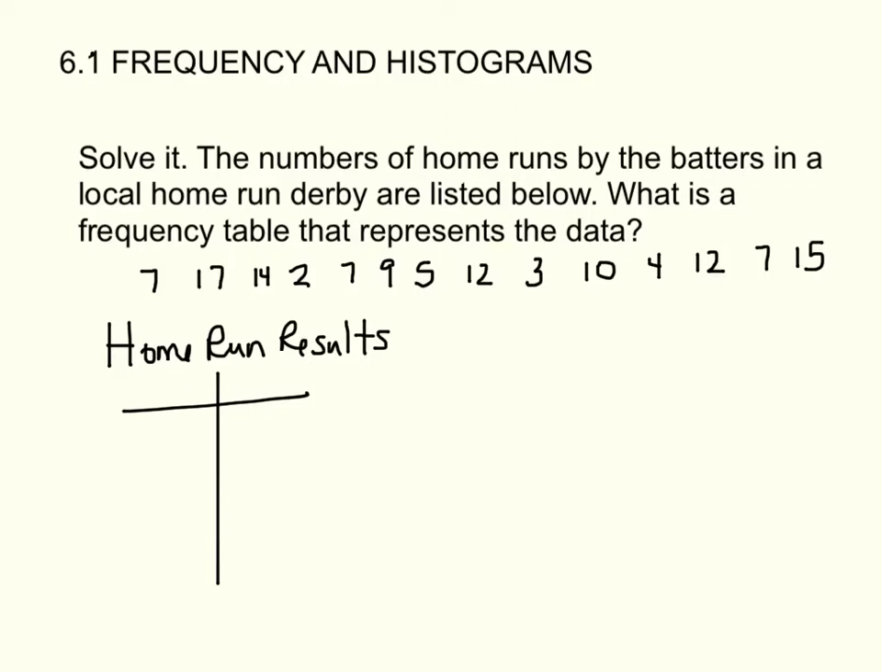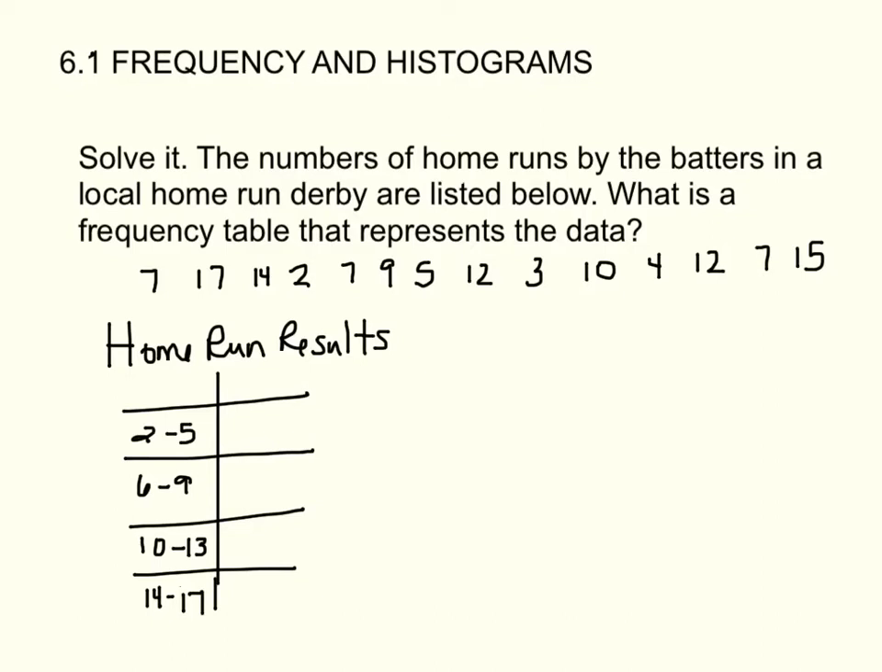So let's do intervals of 2 to 5, 6 to 9, 10 to 13, and 14 to 17. Now these are our intervals. So we start going through, and so we count 2 to 5. How many of them are from 2 to 5? Well, it looks like 1, 2, 3, 4.